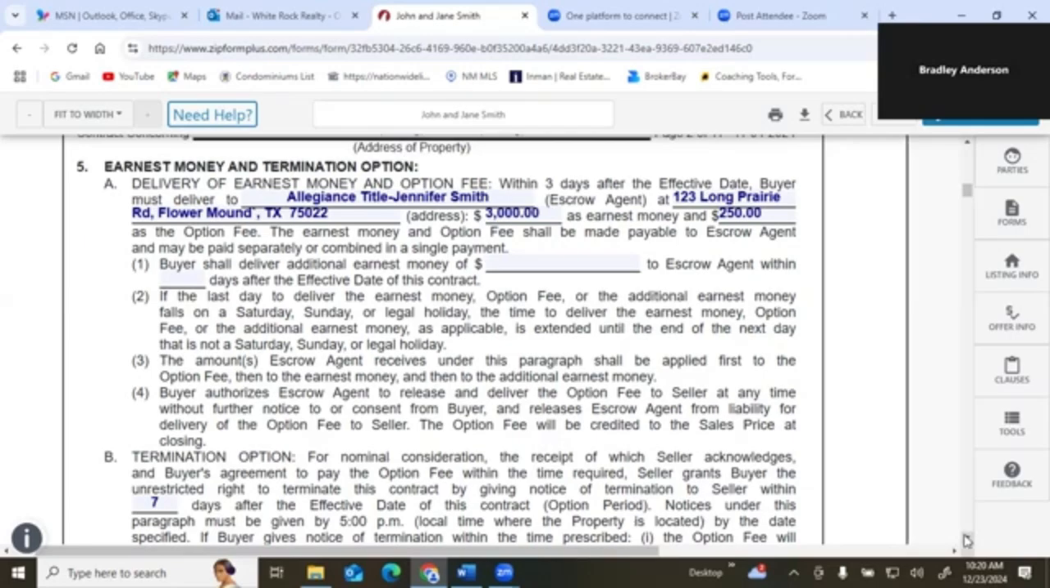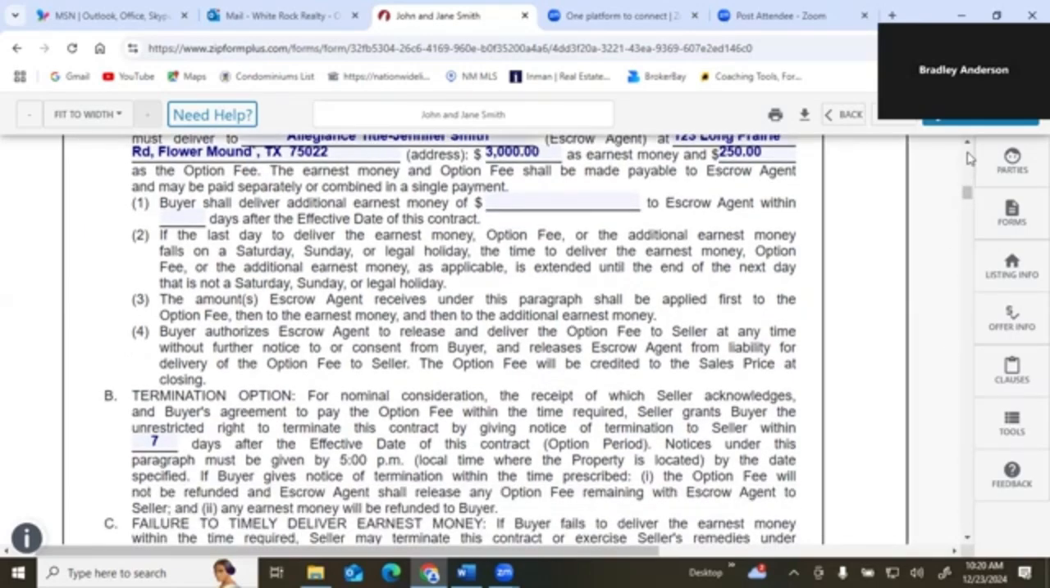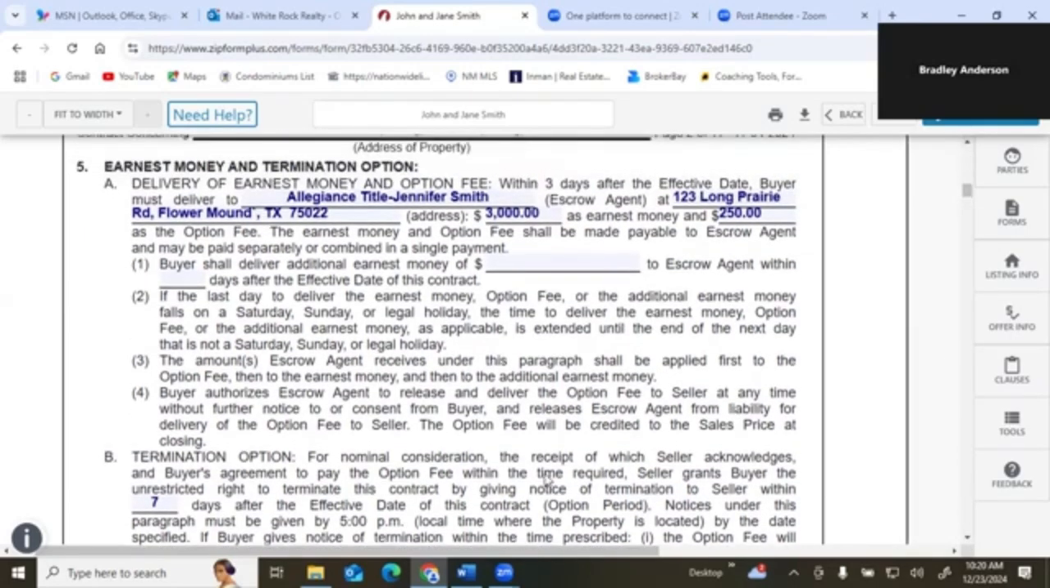That's my opinion. All right. Now, you'll notice that we skipped over an option here where the buyer can deposit an extra amount of earnest money within X amount of days of the contract. So let's talk about when that might happen.